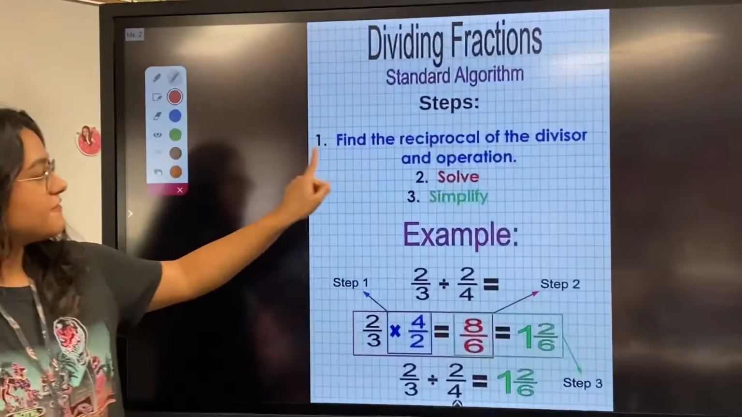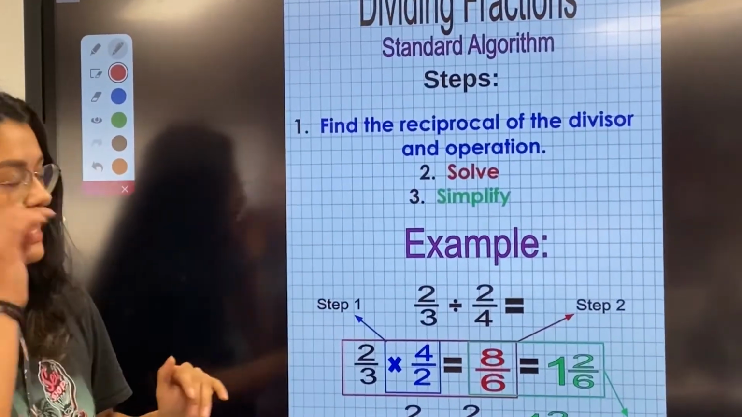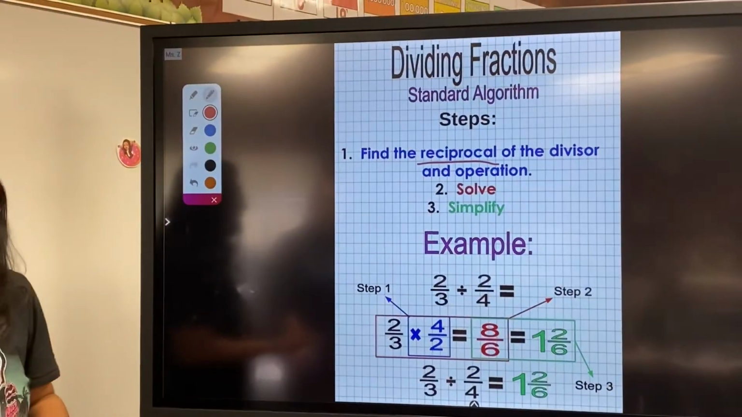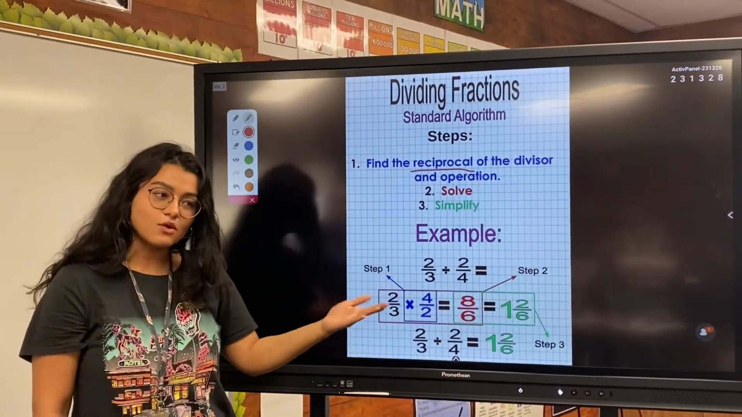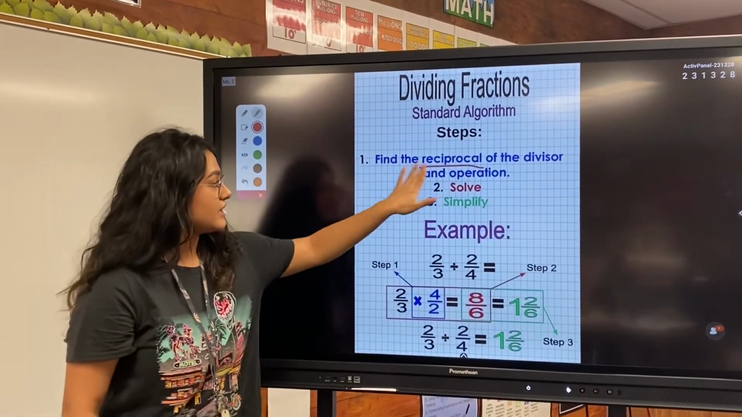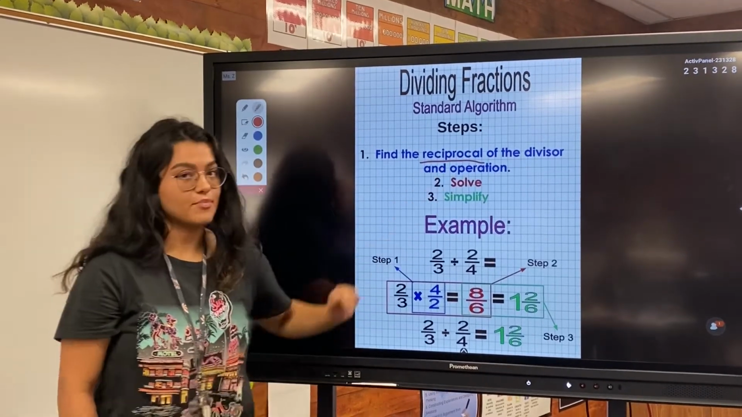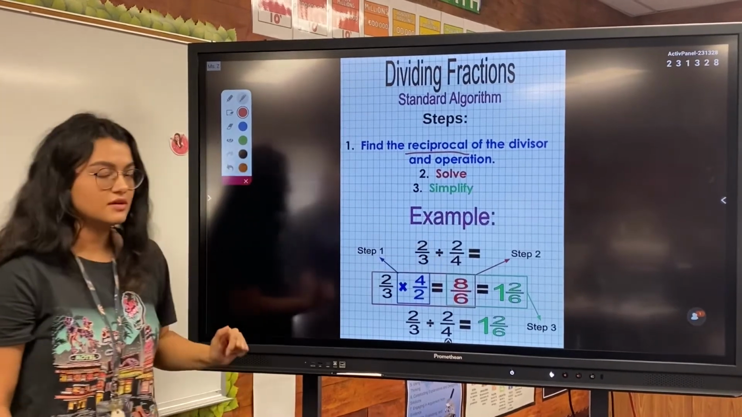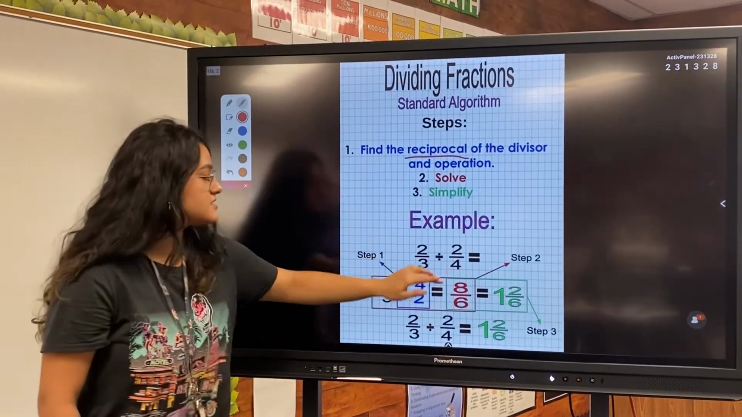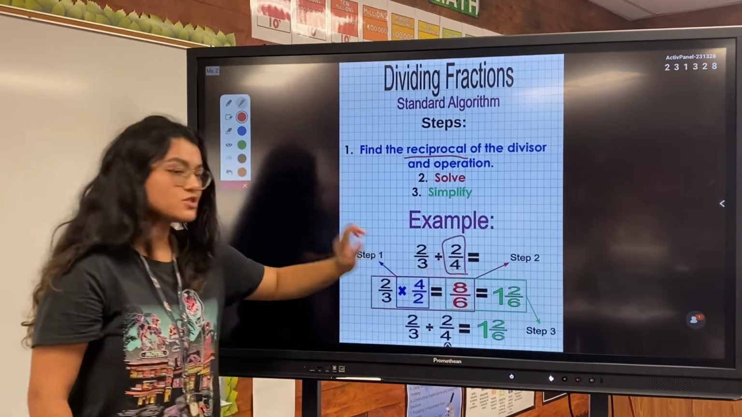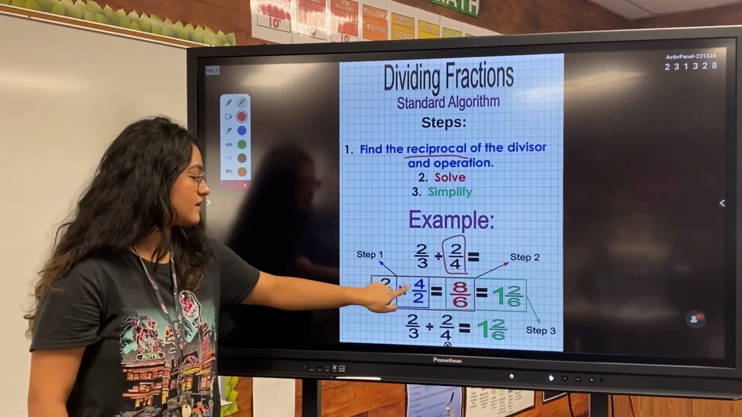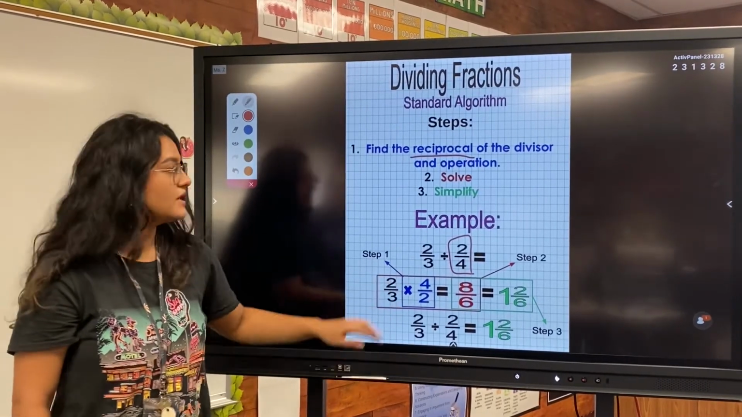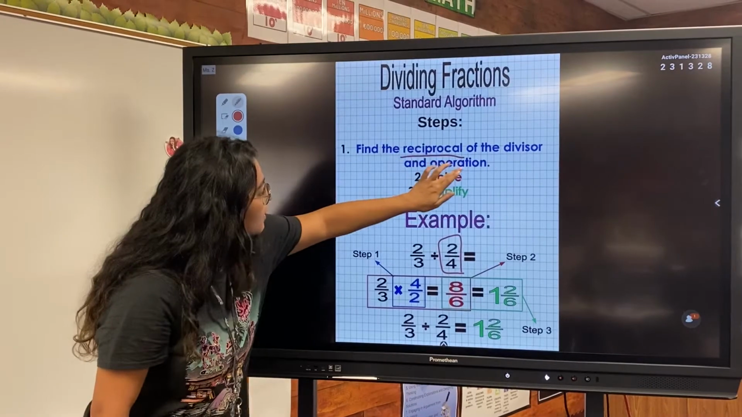We have find the reciprocal of the divisor and operation. And we have this crazy word here, reciprocal. Now reciprocal means to find the opposite or the inverse, and here it's of the divisor and operation. So in our example, we have 2/3 divided by 2/4. If we find the reciprocal of the divisor, which is our 2/4 here, we're just going to flip it, right? We flip it and we put the 4 as the numerator and the 2 as the denominator, so we have 4/2.